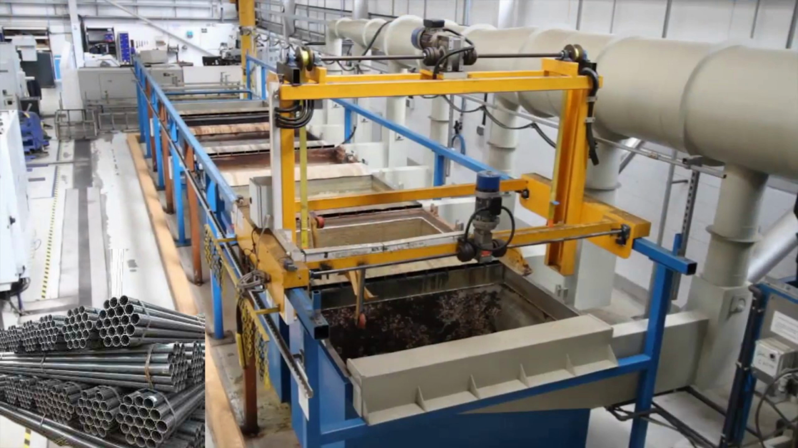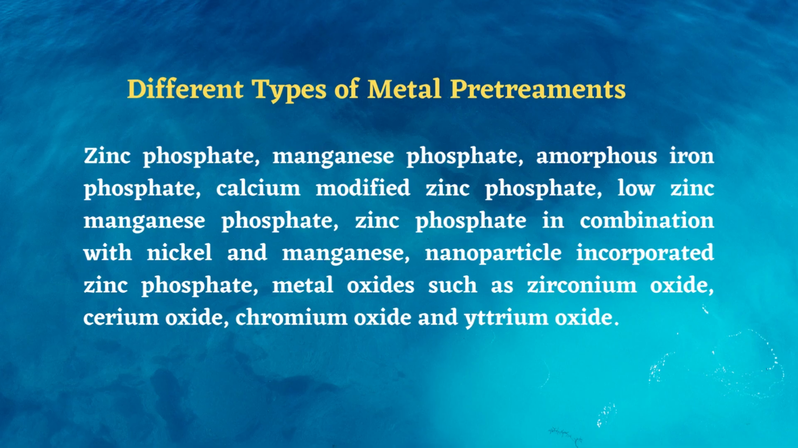When lubrication with corrosion protection is the desired property, thick phosphate coating with more porosity is recommended, so that the phosphate layer with more porosity takes more oil and improves lubrication. Let us now discuss the different types of metal pretreatment.